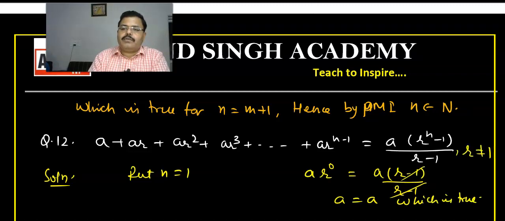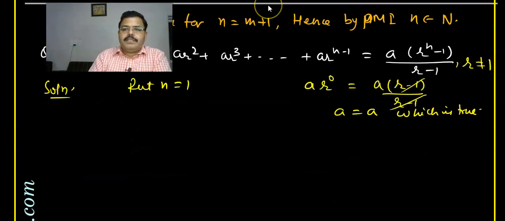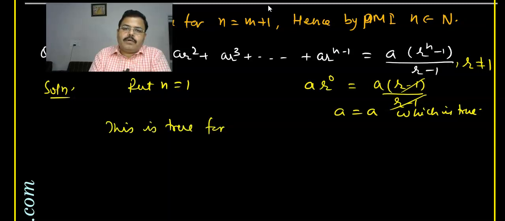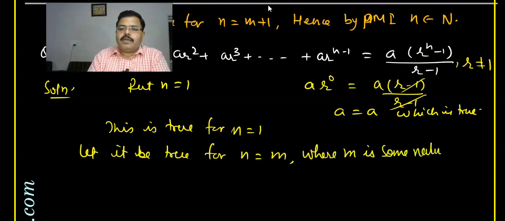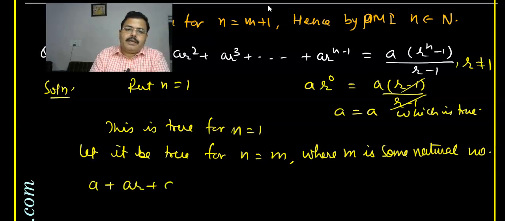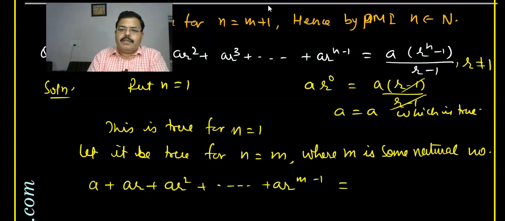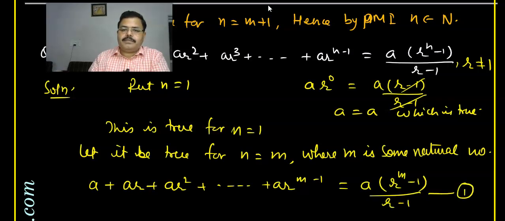Clearly, r is not equal to 1. So this is true for n is equal to 1. Now let it be true for n is equal to m, where m is some natural number. Then what will happen? a plus ar plus ar square up to ar to the power m minus 1 is equal to a times r to the power m minus 1 upon r minus 1. This is first.